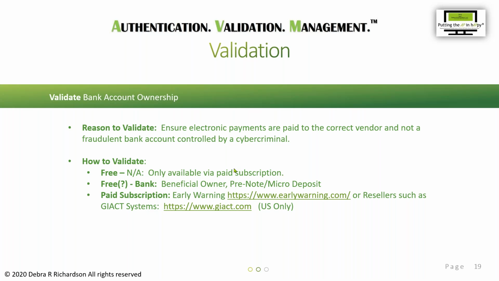The next one is, and we did have 10% respond back, we had some late votes coming in, saying that they use Early Warning or GIACT. That is a paid subscription, Early Warning, or their reseller GIACT. The difference between those is you would use Early Warning if you bank with one of the 6 or 7 banks that are part of that consortium.